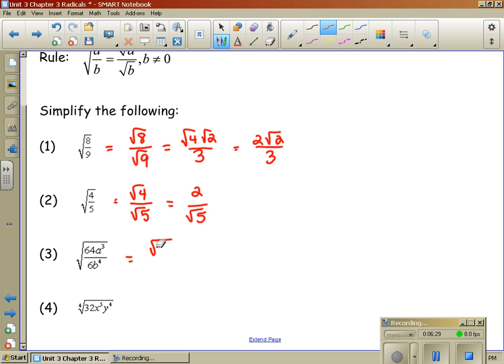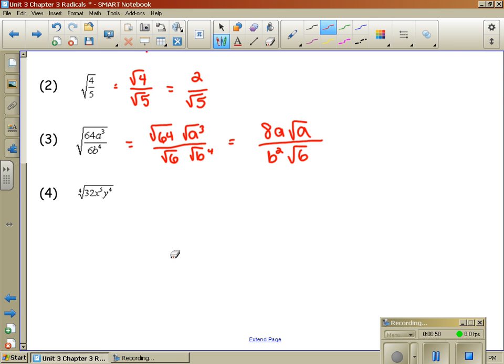Square root of 64 a cubed over square root of 6 b to the 4th. Square root of 64, 8. A cubed, one group, one left over. In the bottom, 6 stays in, b to the 4th, 2 groups.